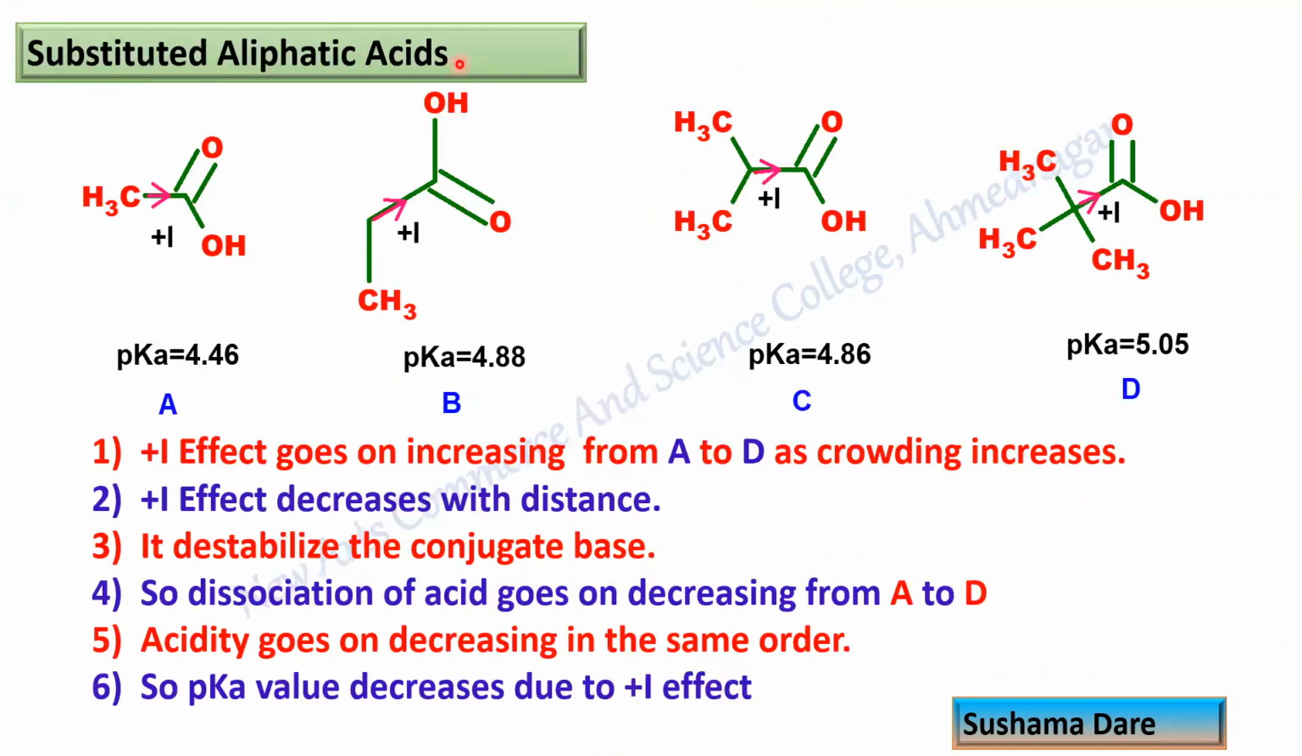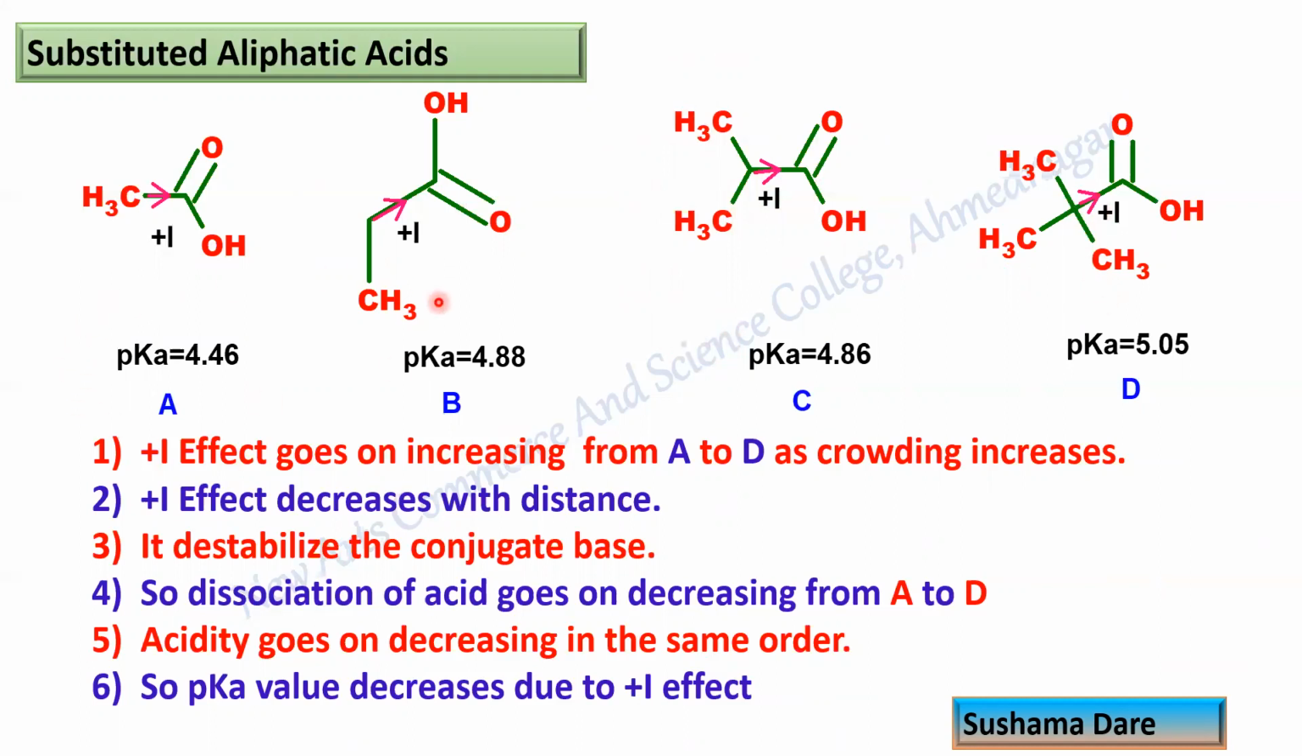Now next is substituted aliphatic acids. If you are going to increase the substitution, look here: this is 2 carbon, it is acetic acid. This is 3 carbon, it is propanoic acid. Now here it is also 3 carbon, but the substituent is present at the alpha carbon. So what is the IUPAC nomenclature? It is 2-methyl propanoic acid, and this is 2,2-dimethyl propanoic acid.